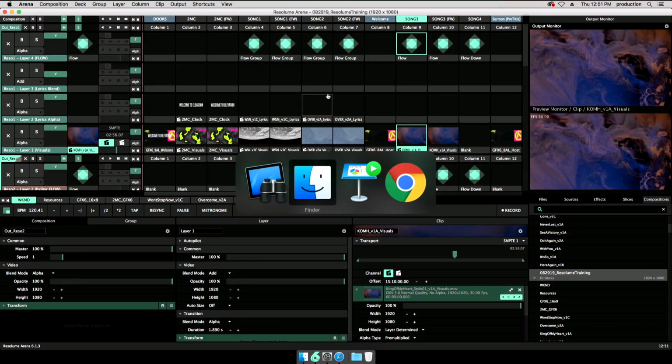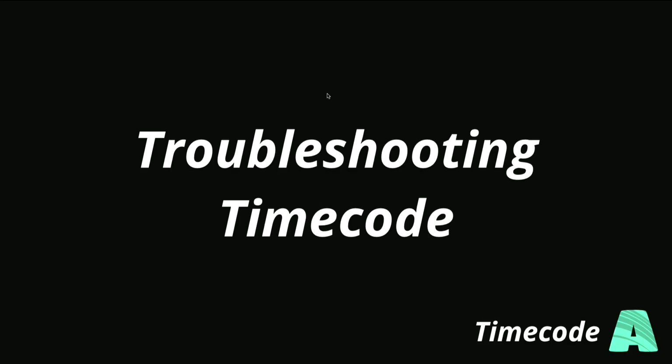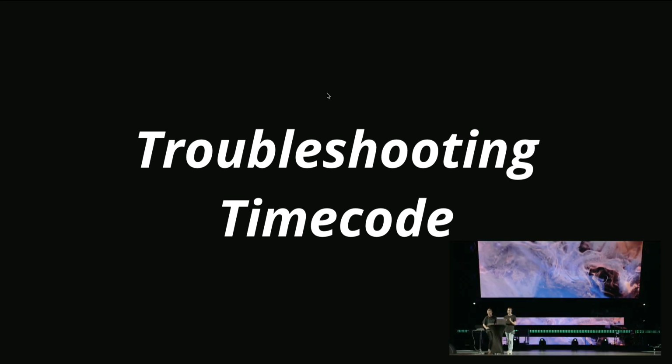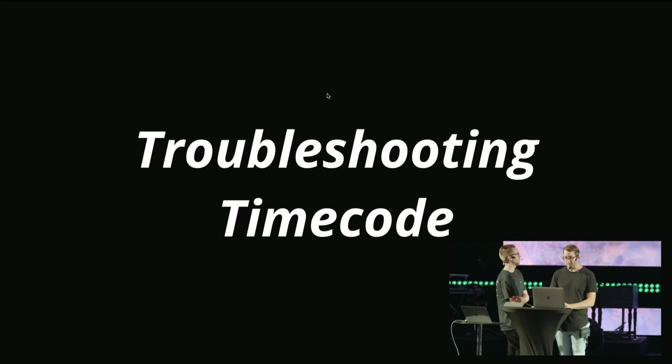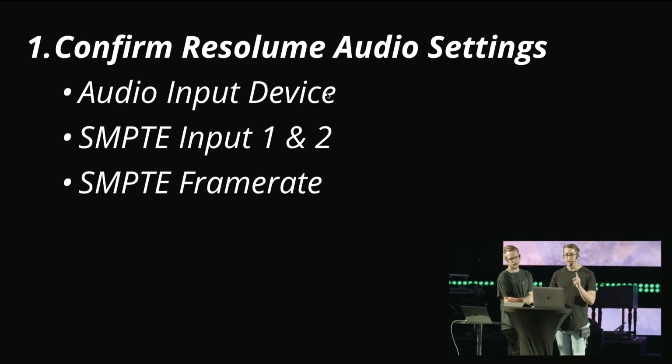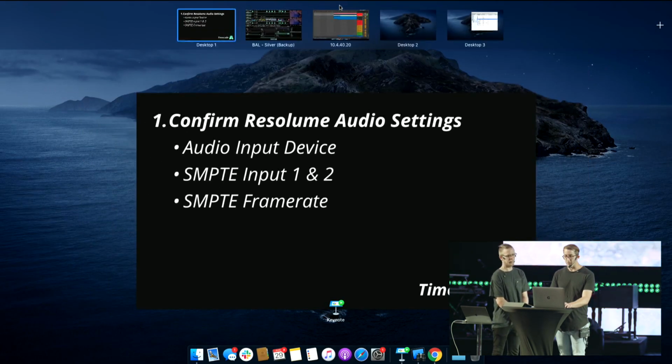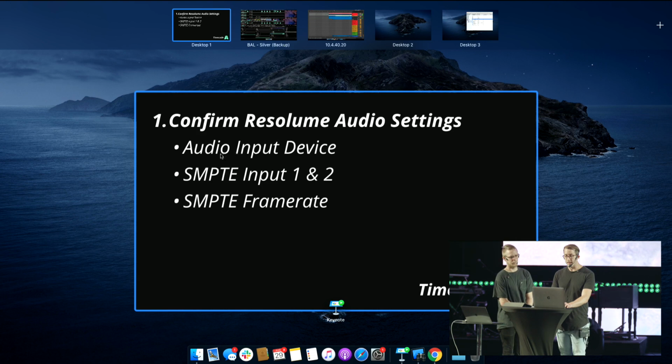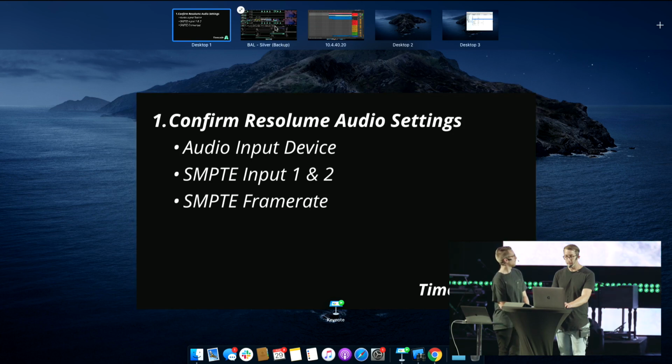So let's talk about troubleshooting timecode then. I've got six things to look for when troubleshooting timecode that'll be really helpful for you. Number one, confirm Resolume audio settings. So let me jump back to Resolume and show you three things to look for: audio input device, SMPTE input 1 and 2, and then SMPTE frame rate.